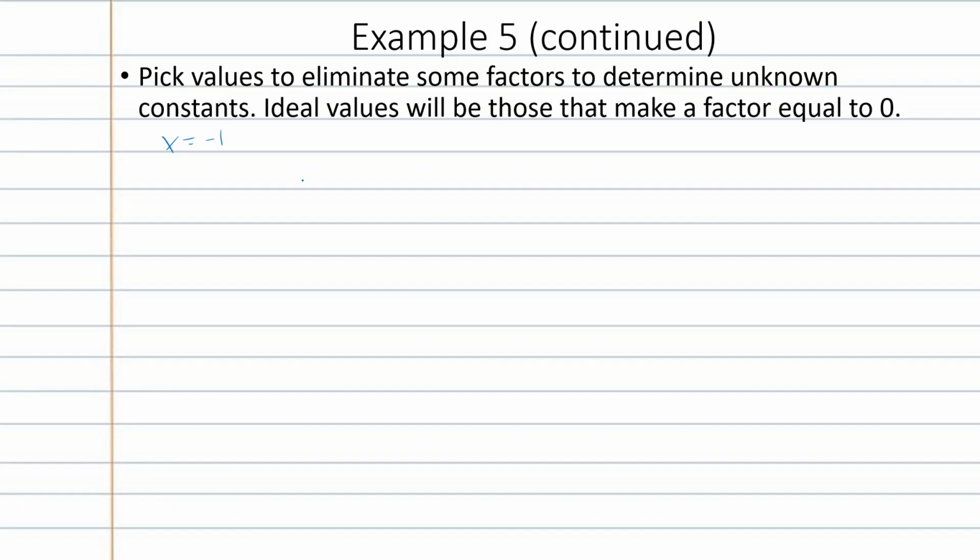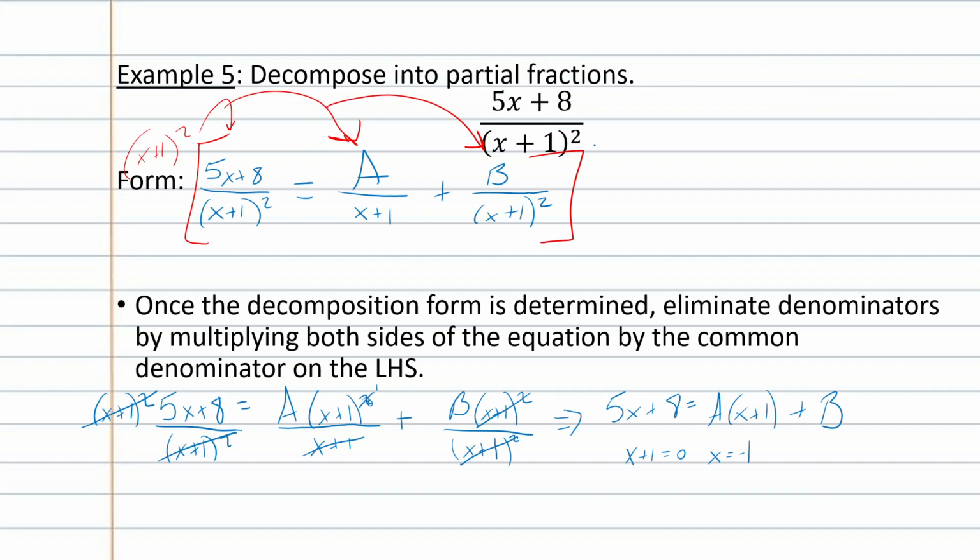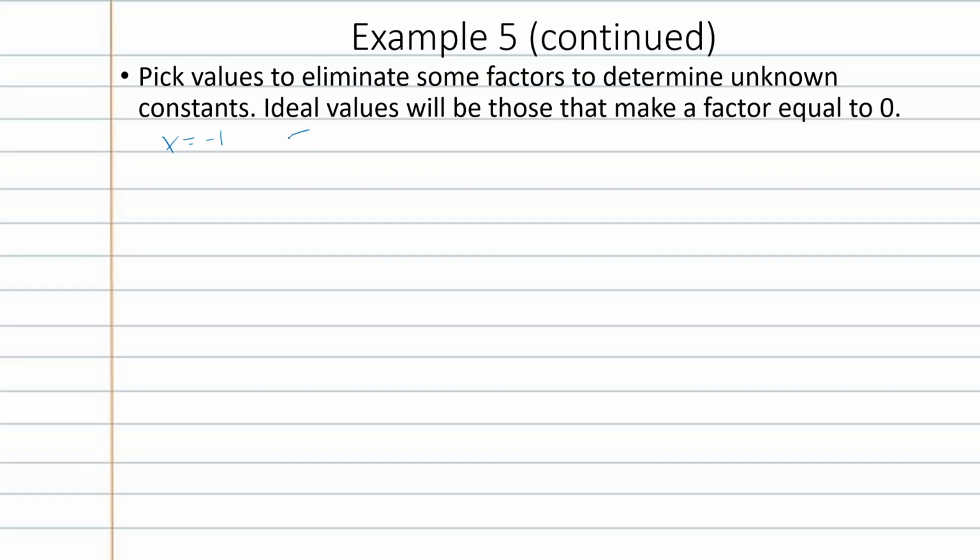It says pick values to eliminate some factors to determine unknown constants. Ideally, those will be values that make the factor equal to 0. We just did that. I'm going to rewrite the equation here: 5x plus 8 equals a times x plus 1 plus b. Plugging in x equals negative 1, I get 5 times negative 1 plus 8 equals a times negative 1 plus 1 plus b. So negative 5 plus 8 equals, well, a goes to 0, so it really just equals b. Negative 5 plus 8 is 3, so b must be 3.